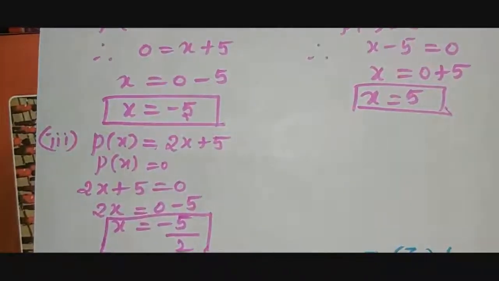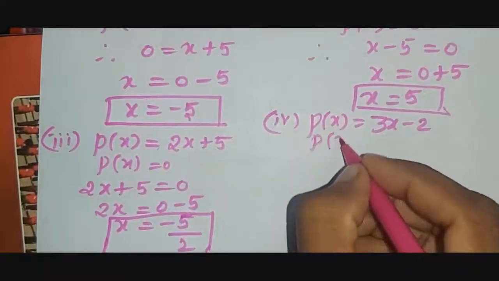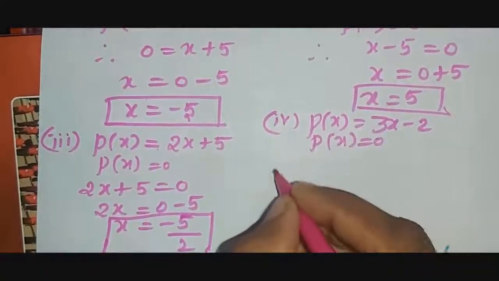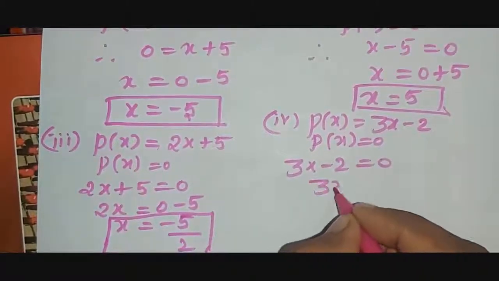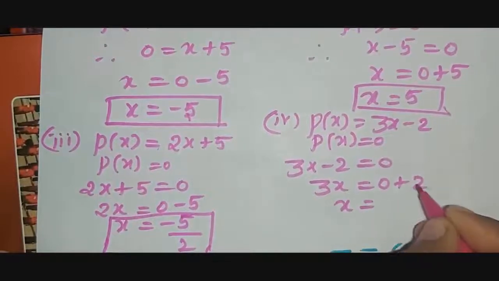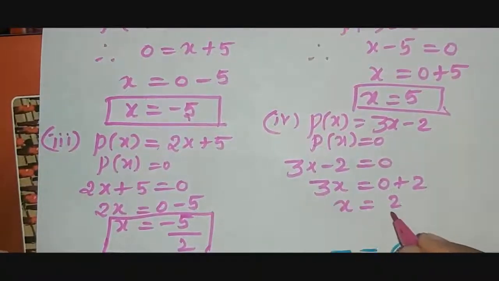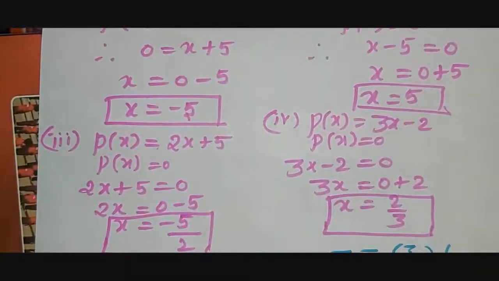Okay. P of x is equal to 3x minus 2. P of x is equal to 0. 3x minus 2 is equal to 0. 3x is equal to 0 plus 2. X is equal to 0 plus 2 is 2. This 3, take here below. X is equal to 2 by 3.